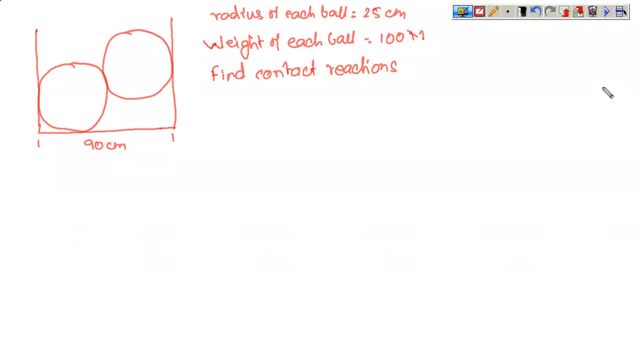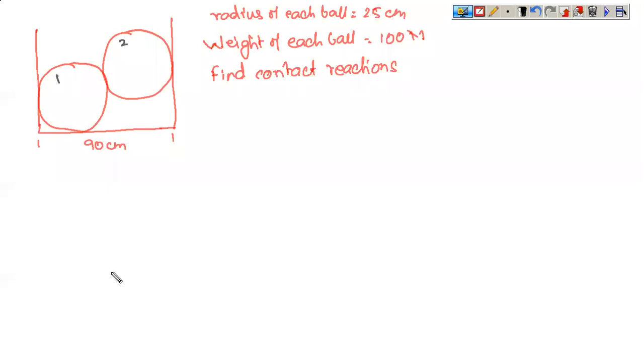In this problem, you have a bucket. The width of the bucket is 90 centimeter and two balls have been placed like this. The radius of each ball is 25 centimeter. The weight of each ball is 100 Newton. You need to find out the contact reactions. There are other things that you also need to calculate, but let us name these balls first. So let this ball be 1 and this ball be 2.